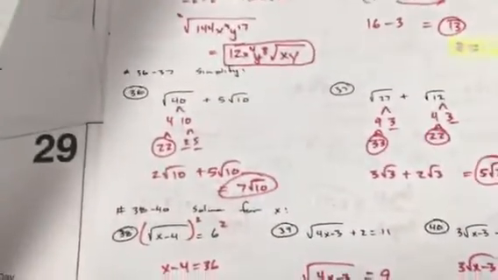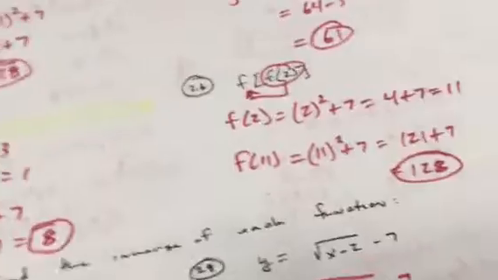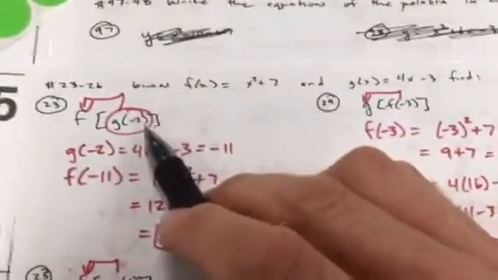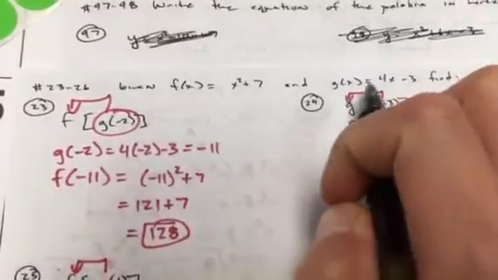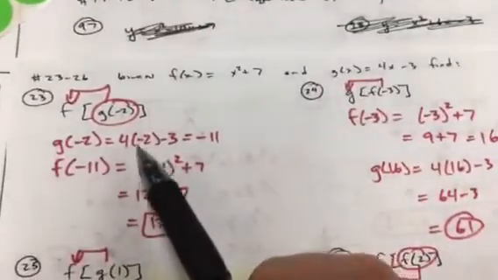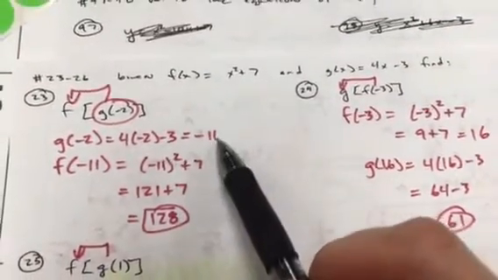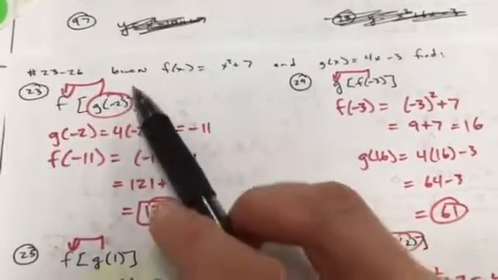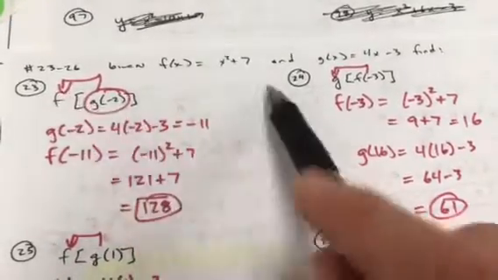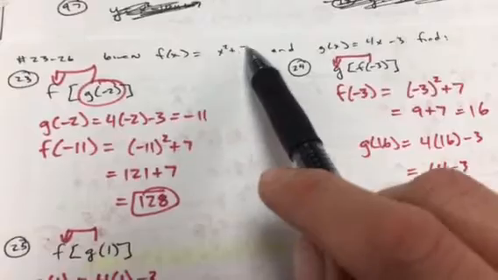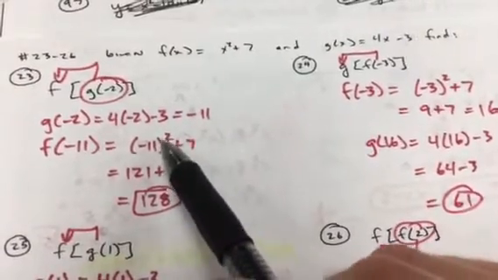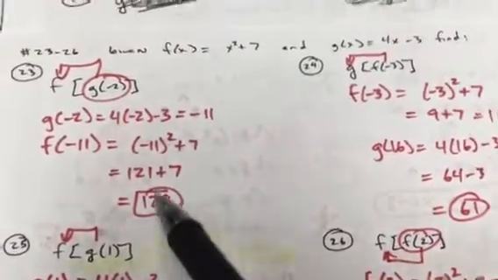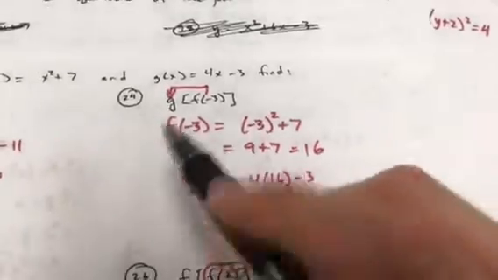All right, folks, let's take a look at 23. This is a pretty easy first part here. You evaluate this first. Plug negative 2 in for x in the g equation. So 4 times negative 2 minus 3 gives you negative 11. Then plug negative 11 into the outer function f. Negative 11 squared plus 7. When you square a negative, you get a positive. That's your answer.